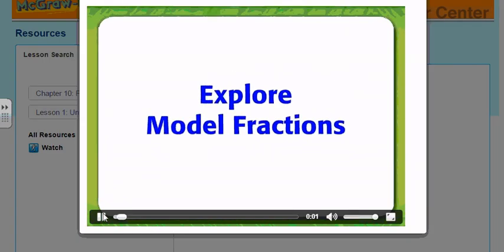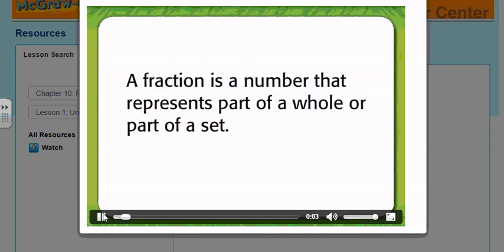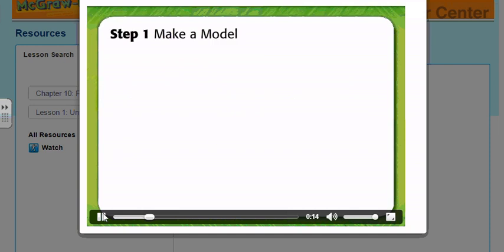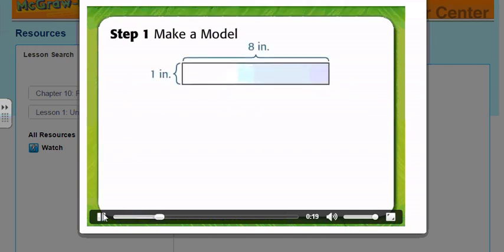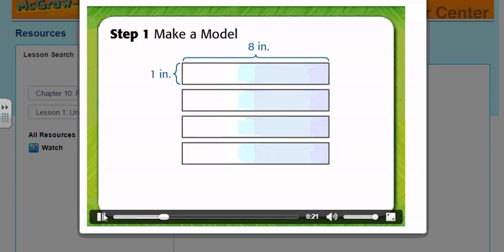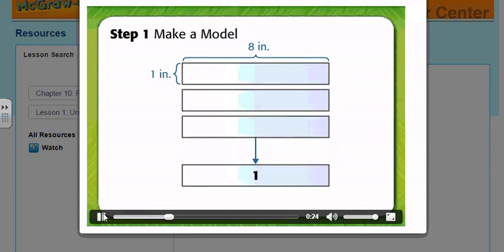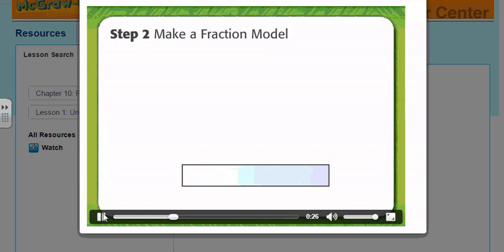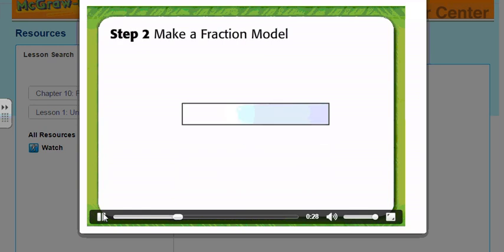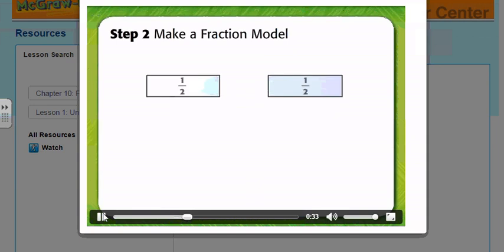Explore model fractions. A fraction is a number that represents part of a whole or part of a set. You can construct or make models to show fractional parts of a whole. First, we need to make a model. Cut 4 strips of paper that are each 1 inch wide and 8 inches long. Label one strip 1. Next, make a fraction model. Fold the second strip in half. Cut on the fold. Label each part 1/2.